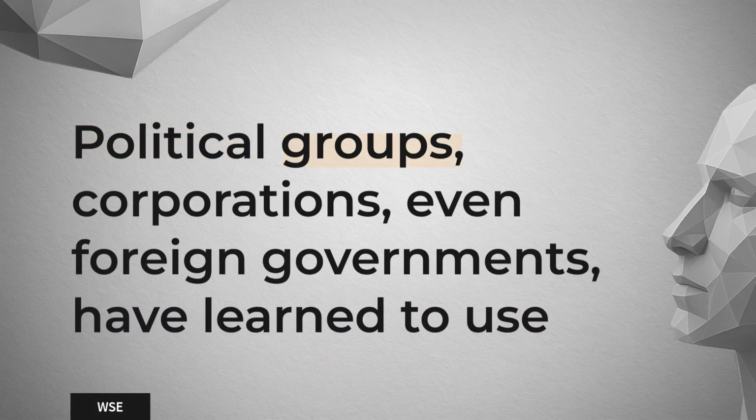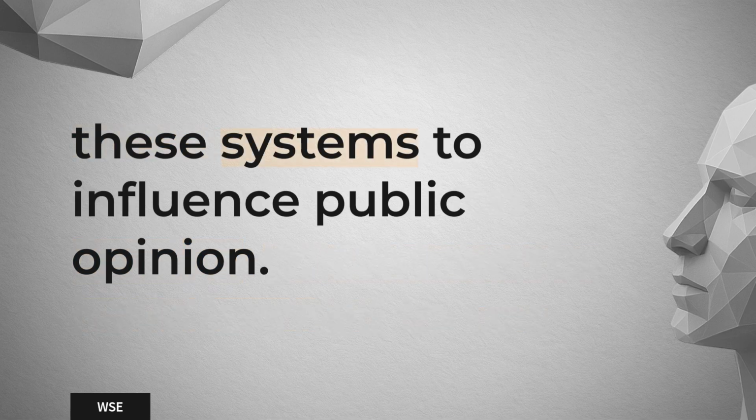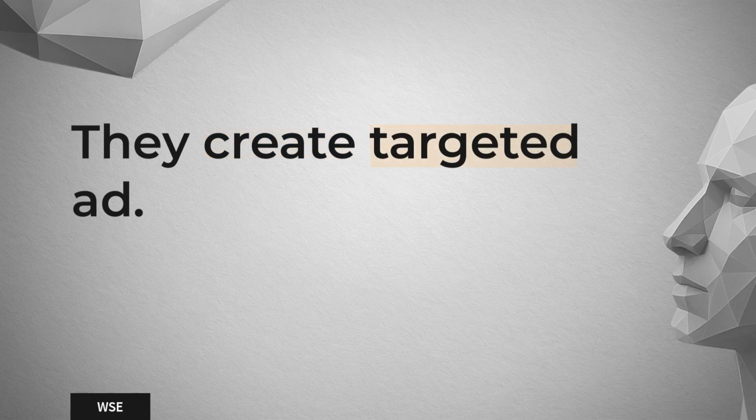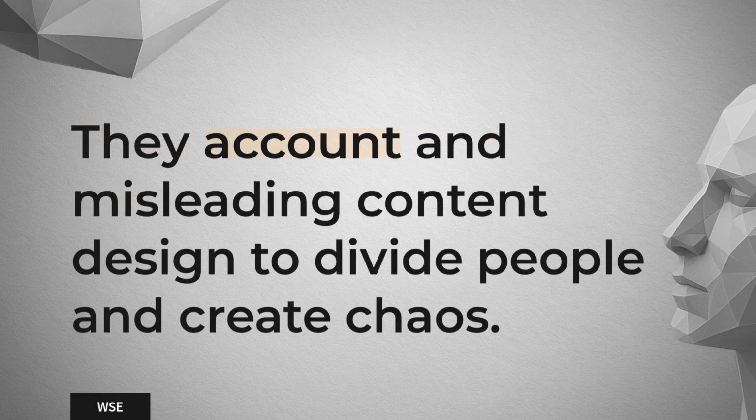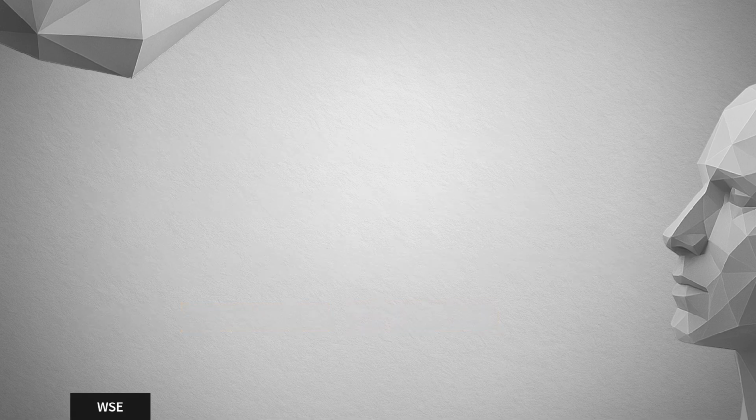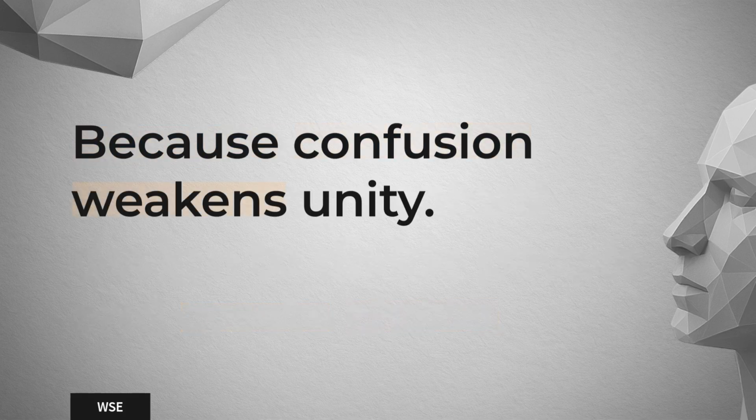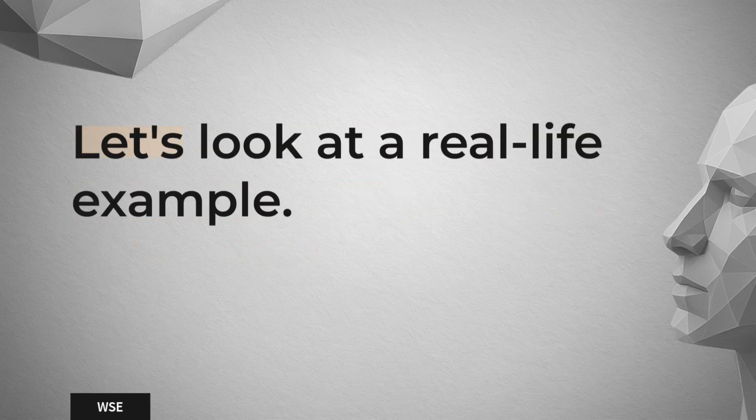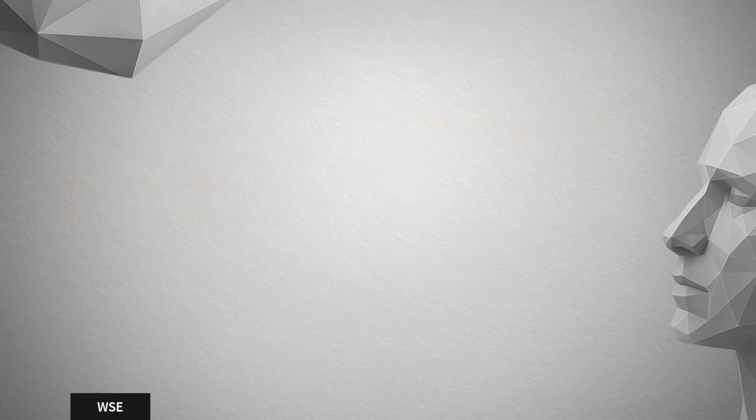Political groups, corporations, even foreign governments have learned to use these systems to influence public opinion. They create targeted ads, fake accounts, and misleading content designed to divide people and create chaos. Why? Because confusion weakens unity. And when people are divided, they're easier to control. Let's look at a real-life example.